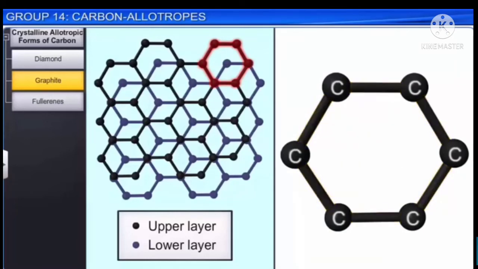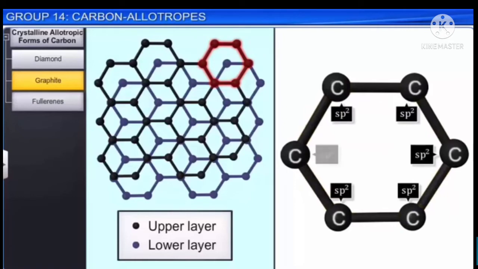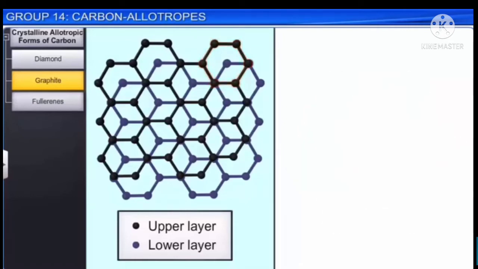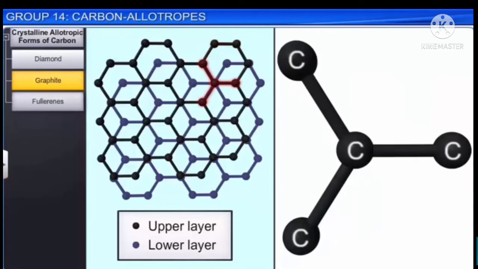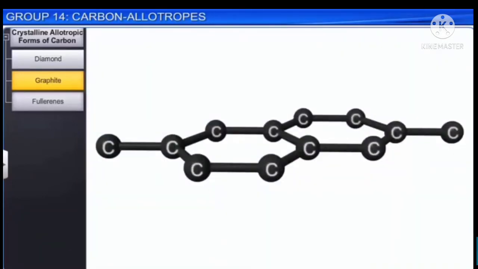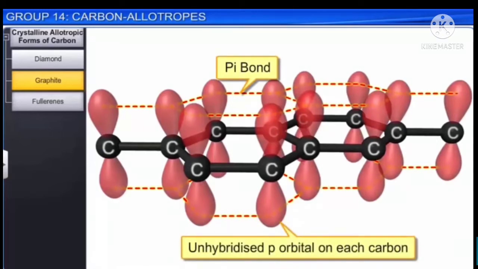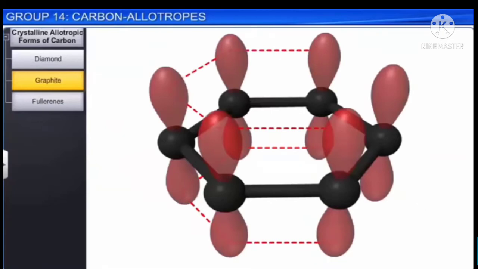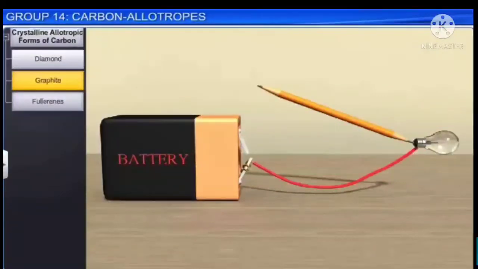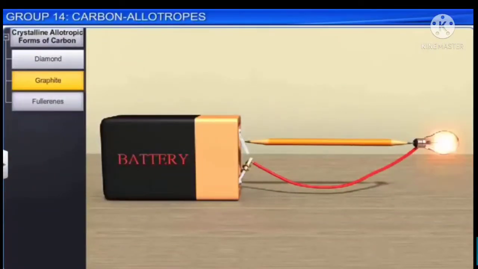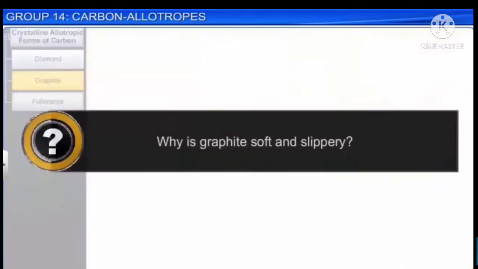Each carbon in graphite is sp2 hybridized. Each atom forms 3 sigma bonds with its 3 neighboring carbon atoms. The 4th electron of each carbon is involved in pi bonding, using the unhybridized p orbital on each carbon atom, as shown in the illustration. The electrons involved in the pi bonding are delocalized. This means that they are free to move, and thus graphite is a good conductor of electricity.